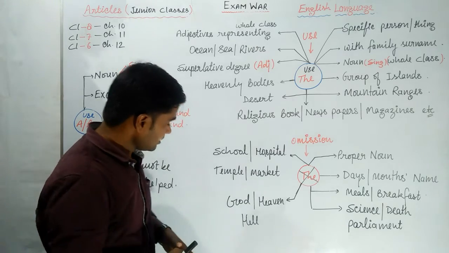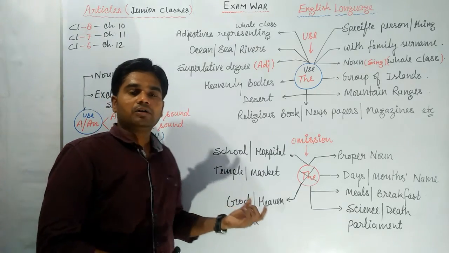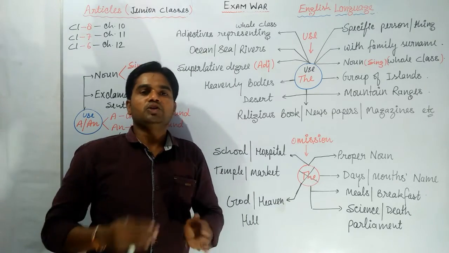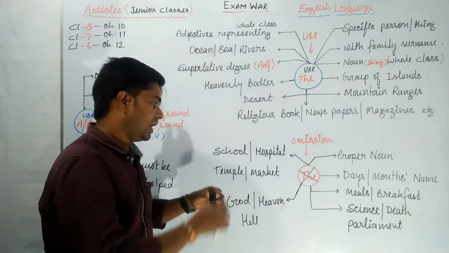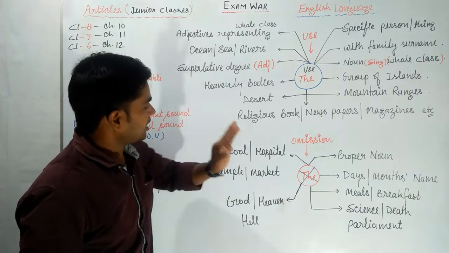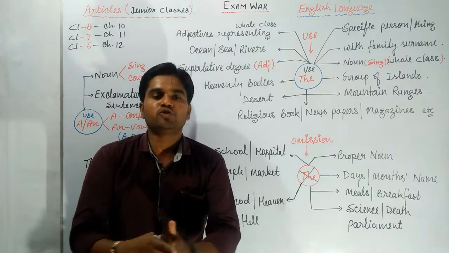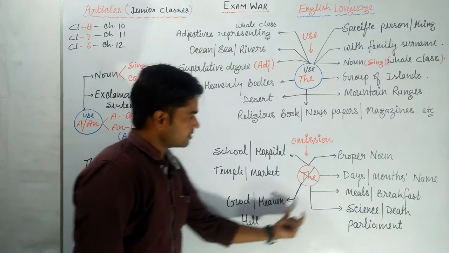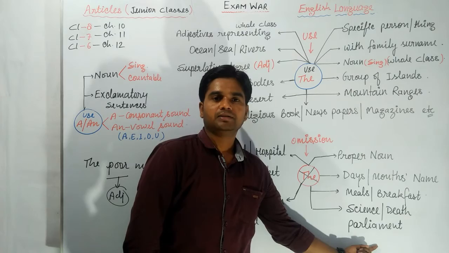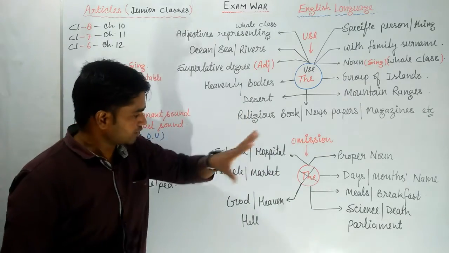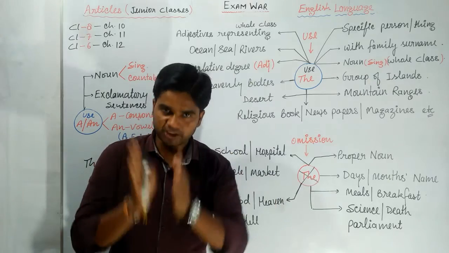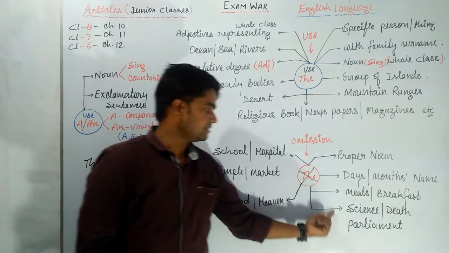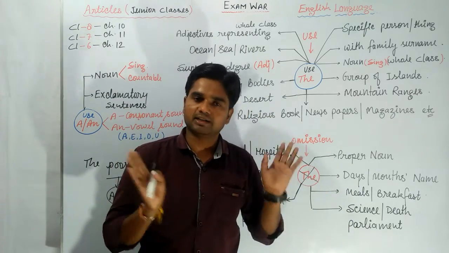For example, if you are visiting temple not for praying or not for doing some worship, but for some other purpose, to meet some person, then you can use article the before it, otherwise not. And at last, article the is also not used before such words. For example, God, heaven, hell, science, death, parliament. So dear students, we do not use article the before such words. Never use article the before God or heaven or hell, science, death or parliament.